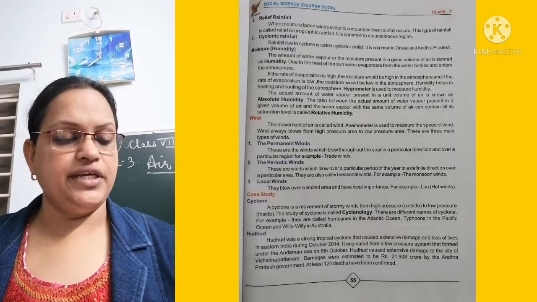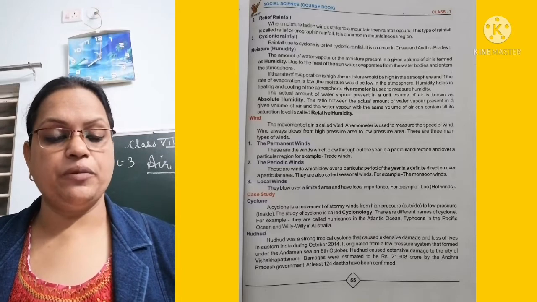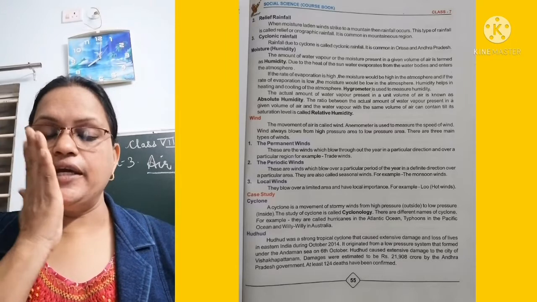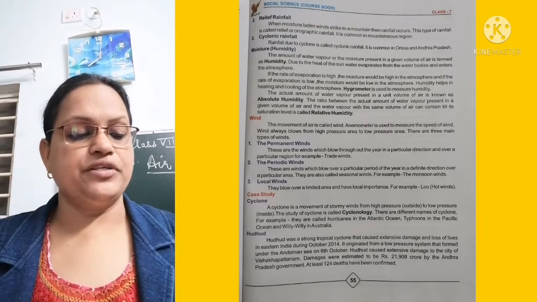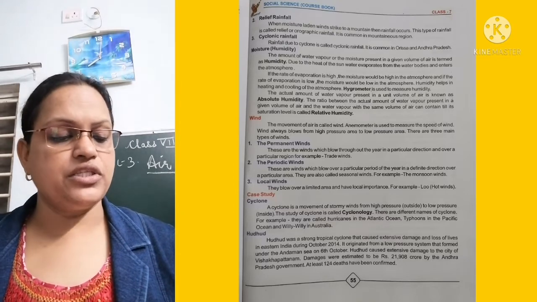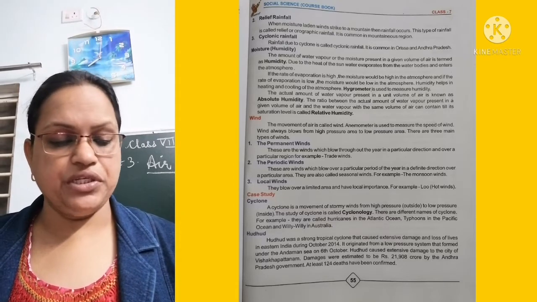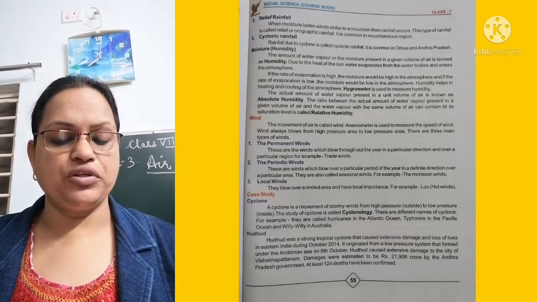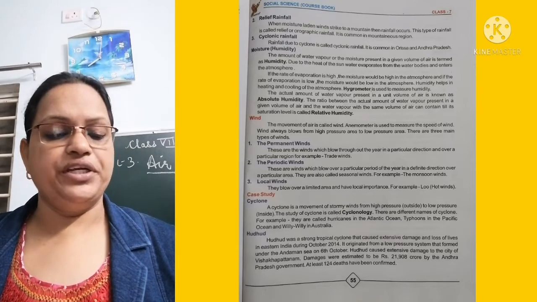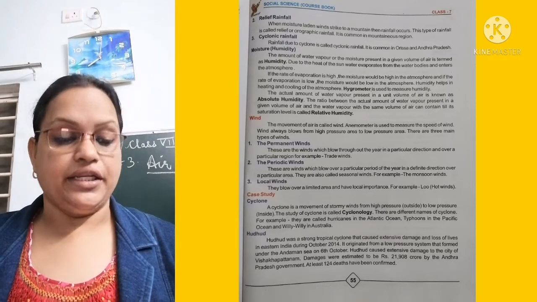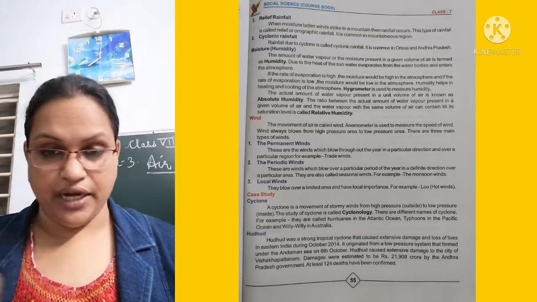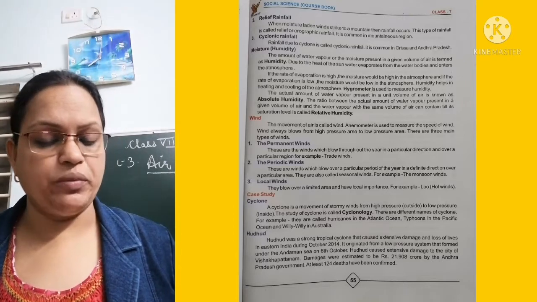Moisture, humidity. The amount of water vapor present in a given volume of air is termed as humidity. When we get a lot of hot sweat, we say that it is humid. Due to the heat of the sun, water evaporates from the water bodies and enters the atmosphere. If the rate of evaporation is high, the moisture will be high in the atmosphere, and if the rate of evaporation is low, the moisture will be low. Humidity helps in heating and cooling of the atmosphere. To measure the humidity, hygrometer, you have to remember, underline with the pencil. Hygrometer is used to measure humidity.